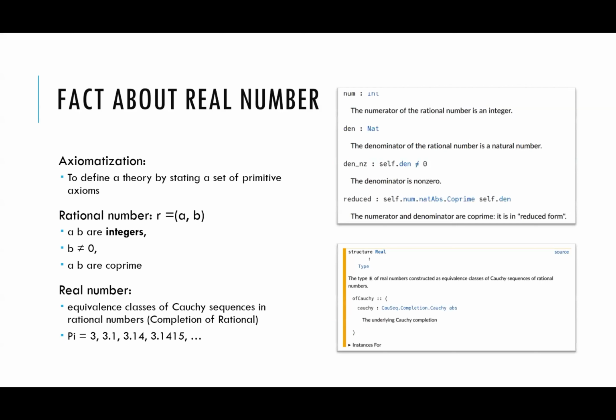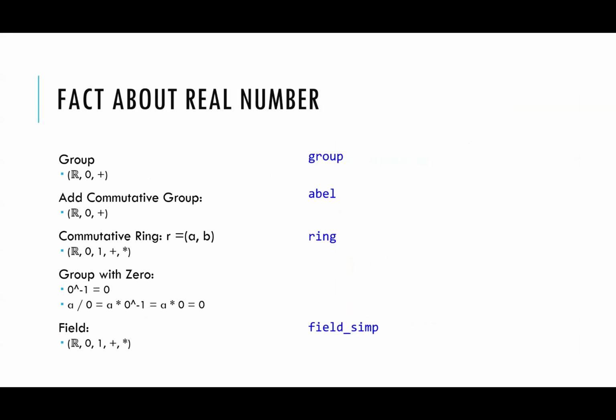When the theorem is formalized in this way, it can get access to all the properties of real numbers. For example, on top of this definition, we can derive that the real numbers form a group, a commutative group with respect to addition, and also a commutative ring, which means the multiplication is commutative. Another important thing is that it is also a group with zero.